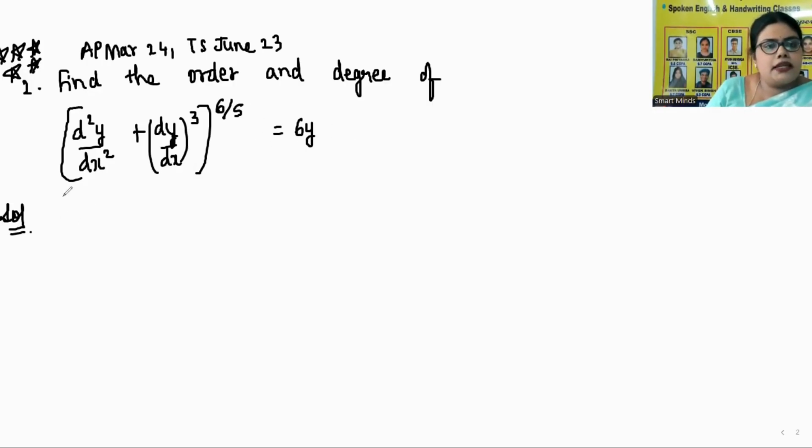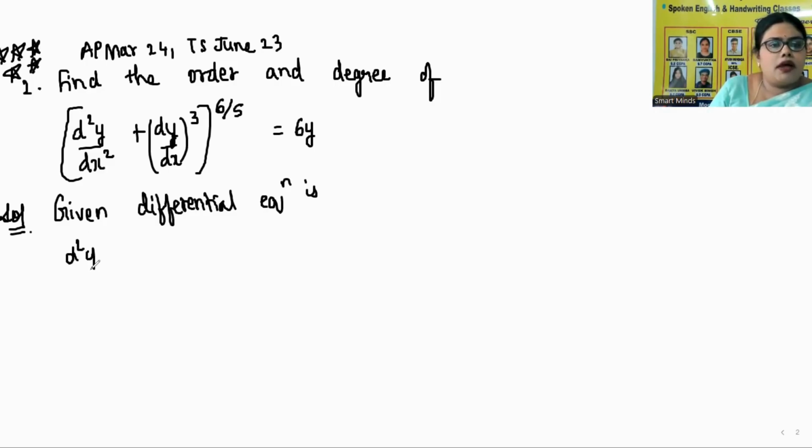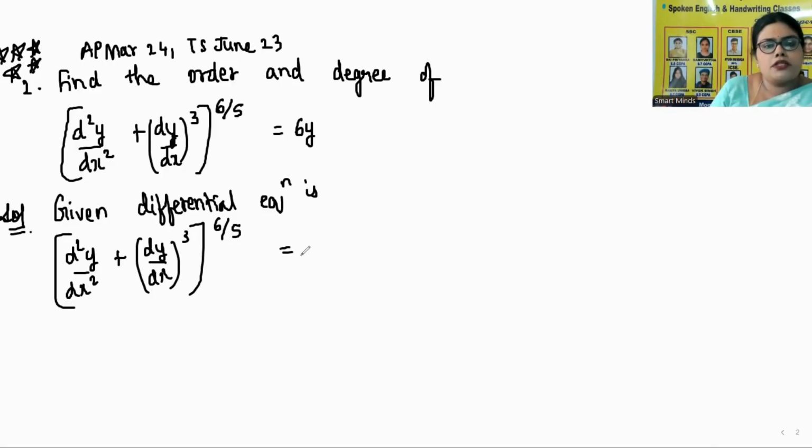So first let us write the given differential equation. So given differential equation is (d square y by dx square plus (dy by dx) whole cube) whole power 6 by 5 equals to 6y. Now you see you have two derivatives here. One is dy by dx and the other is d square y by dx square. Which is the highest? 2 is the highest. But it has power 6 by 5.